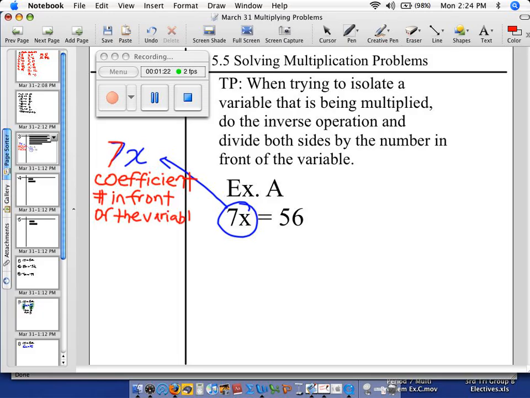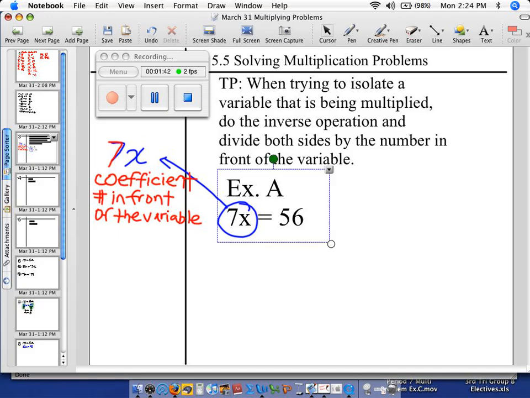Just keep that in your back pocket, because when you get to algebra and your teacher starts talking about coefficients, you're going to hopefully have this ringer come on and say, oh, yeah, I remember this talk. So the coefficient's what we're going to divide by. On the left is 7 times x. On the right is 56.